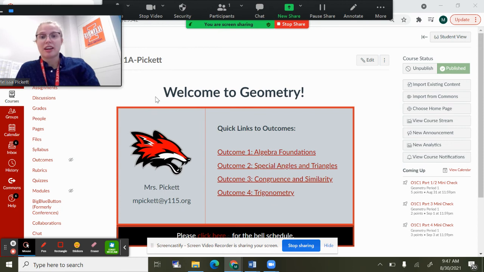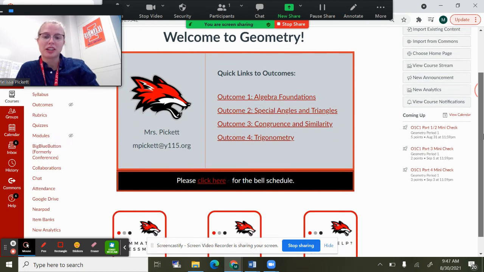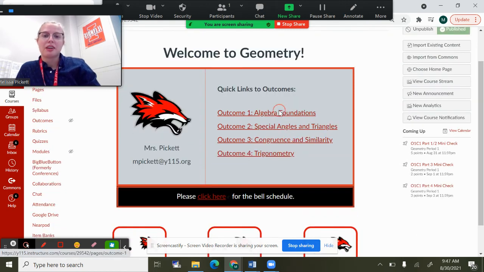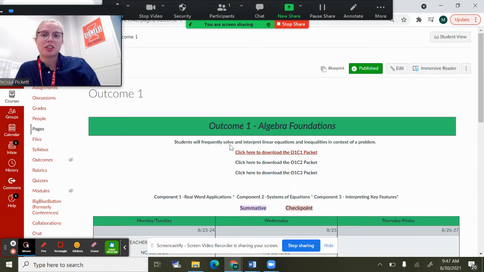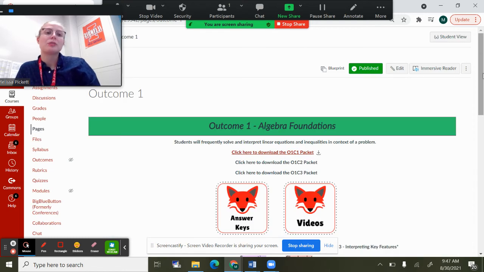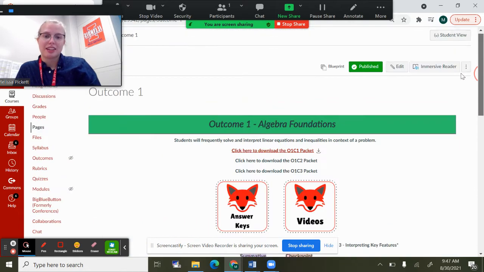So every course has a Canvas page. A lot of you guys are familiar with this from last year. We simplified it down since most kids are in school now full time. So we're currently just on outcome 1 for both classes, whether you're in geometry or algebra 2. It should look very, very similar, just like this.